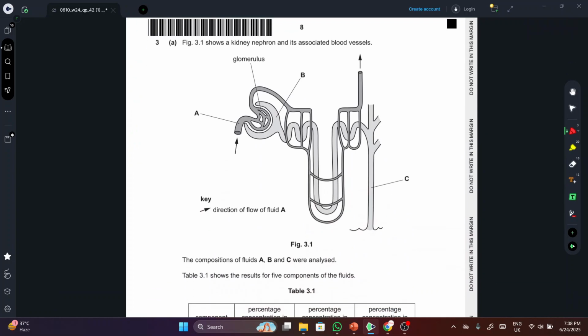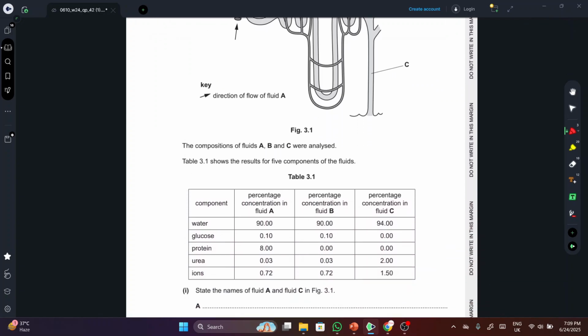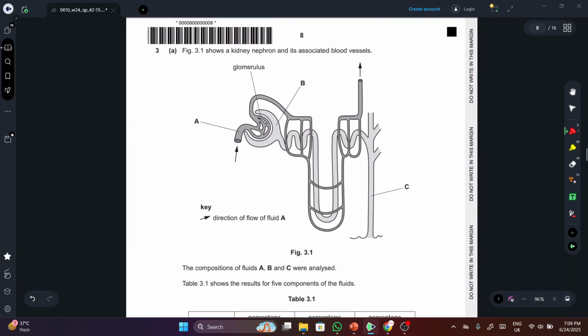Next question is related to the nephron. They have shown the structure of nephron, in which they have shown all the parts: glomerulus, Bowman capsule, loop of Henle, collecting duct, all the parts are shown. The question is, they have shown the concentration inside the fluid A, B, C. So let's see the difference.